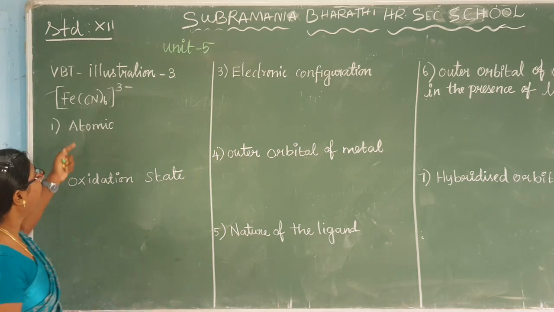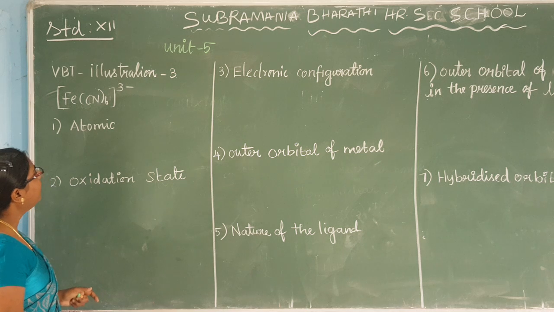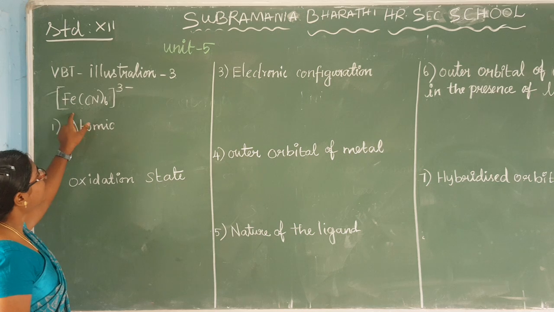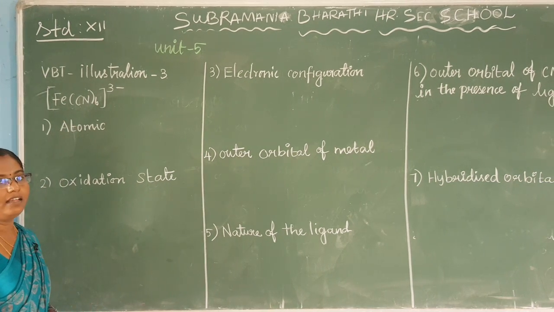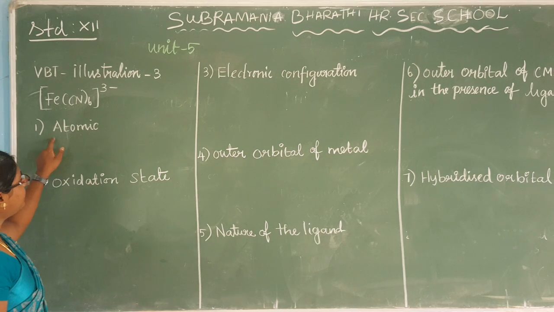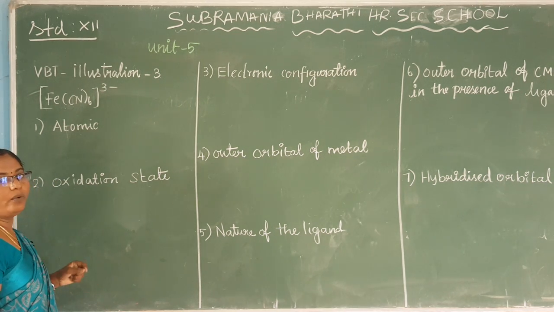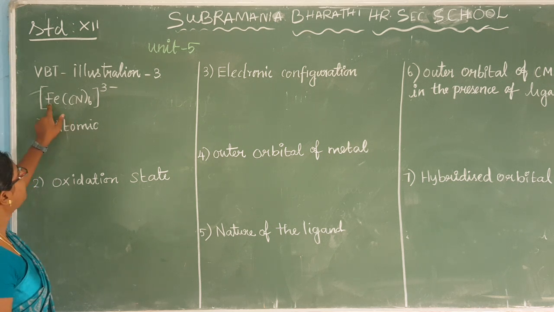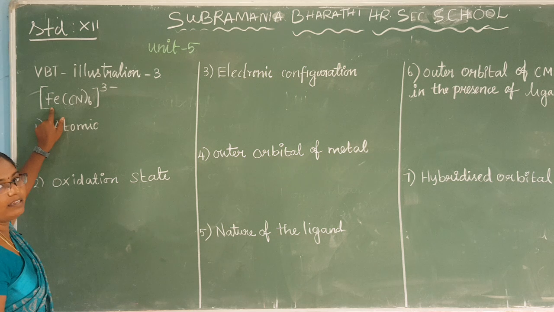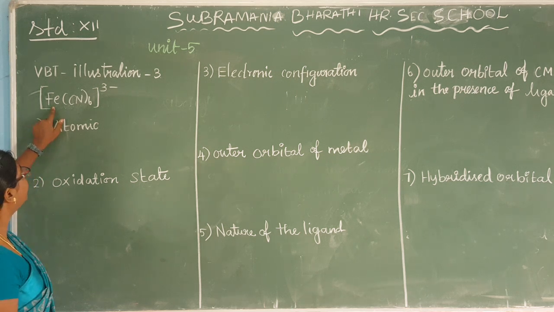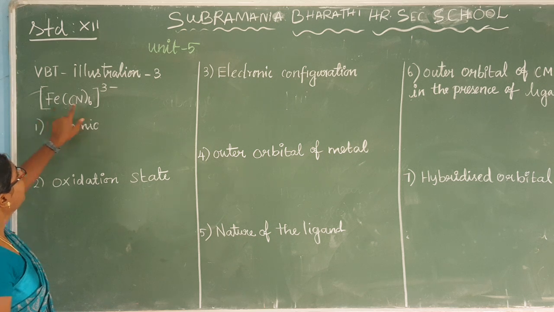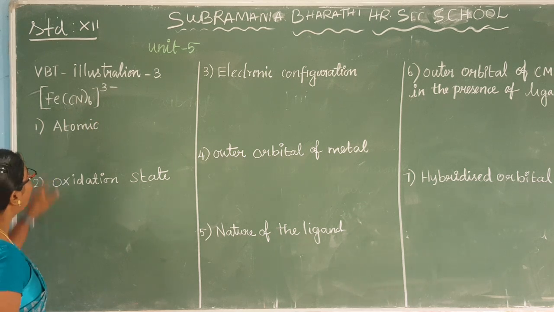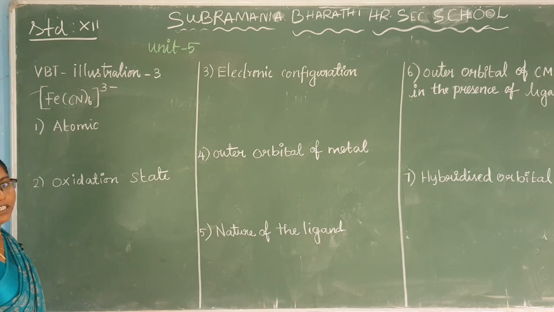I have taken one complex, which is hexacyanidoferrate(III) ion, to explain the valence bond theory. The first thing I have to write down is the atomic number of the central metal atom. Here, which is the central metal atom? Fe, iron, is the central metal atom and cyanide is the ligand. This is called the coordination sphere, and overall it is said to be the coordination entity.